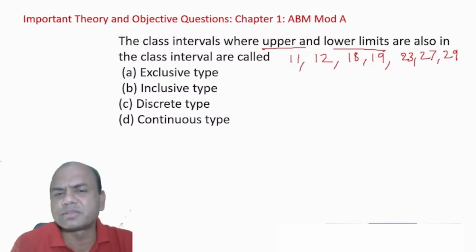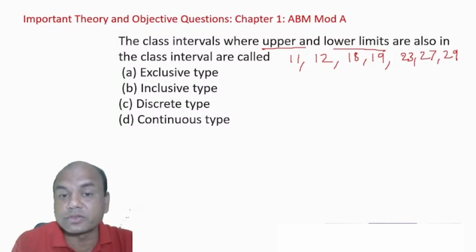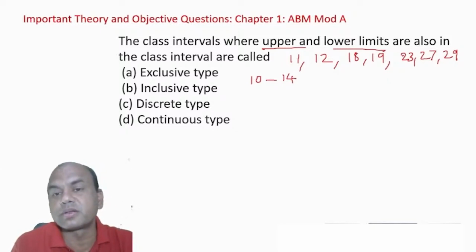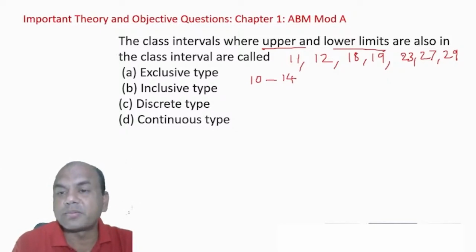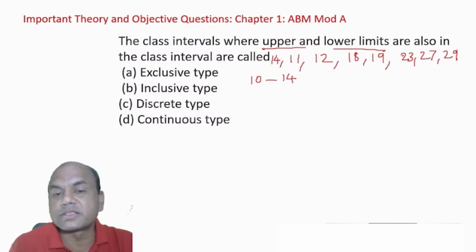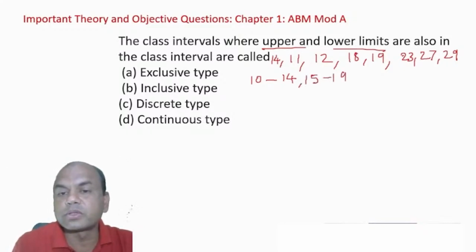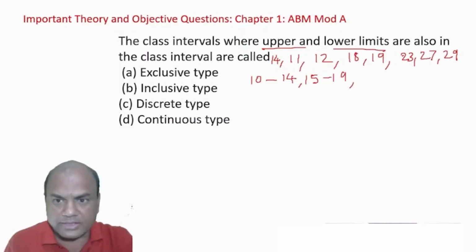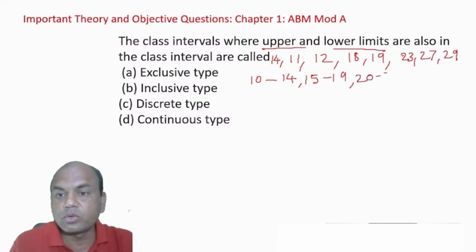See, let me start with a simple one. Now I can arrange it this way also. 10 to 14, and there I'll write both inclusive, 10 also included and 14 also included. Let me add one number over here, that is, let's say 14. So this is 10 to 14. Then next one is 15 to 19, both are included. 15 to 19. Next one is 20 to 24.